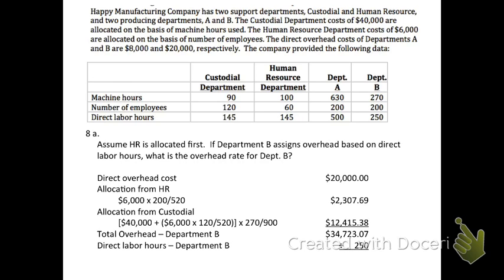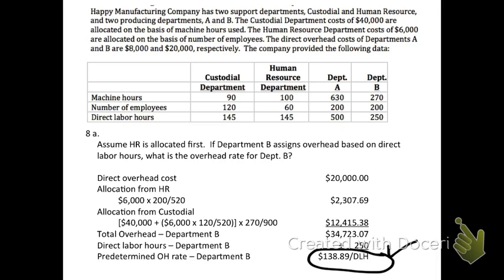So your total cost is the 34,723.07, and it asks for the overhead rate. So you should be able to take the next step here, and if the overhead rate is based on direct labor hours, we look at direct labor hours only for Department B, and so that comes down to our calculation, and so our overhead rate is 138.89 per direct labor hour. So you should be able to get all the way down to this type of a calculation given support departments and allocating support department costs.